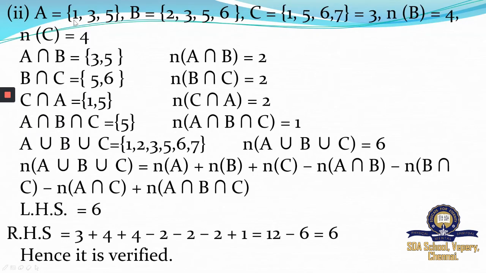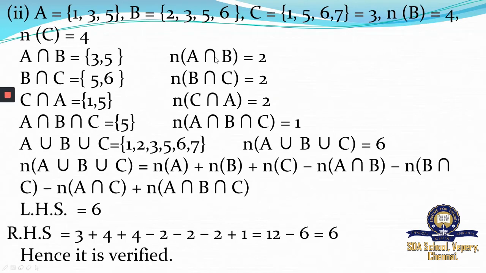Moving on to the next subdivision, we have the given sets A, B, and C. Then we also have n of B is 4, n of C is again 4. Now let us first find A intersection B. So A intersection B is 3 and 5. Simultaneously, let us also find the cardinality of it. So it is 2.